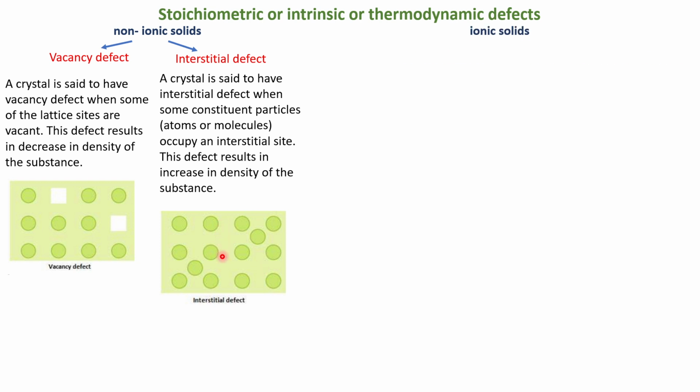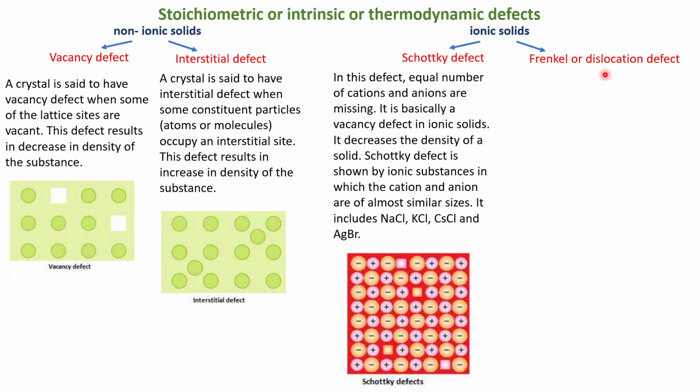Coming to the defects in ionic solids, which include Schottky defect and Frenkel defect. Schottky defect is the defect where an equal number of cations and anions are missing. It is basically the vacancy defect in ionic solids. I told you that overall the electrical neutrality of the solid remains.